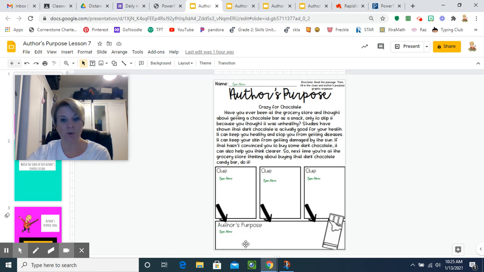Remember, when you get down to author's purpose, after you've written in your clues, if you're in class, after you pass the clues and you're ready to write what the author's purpose is, don't just write persuade, inform, entertain. Make sure you turn it into a sentence. The author's purpose is blank because yada, yada, yada. And that's where you're going to tell why that's the author's purpose.